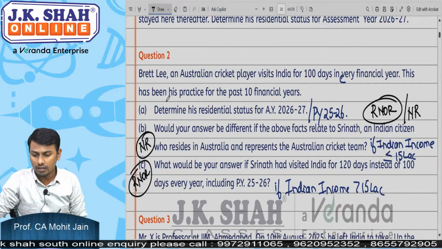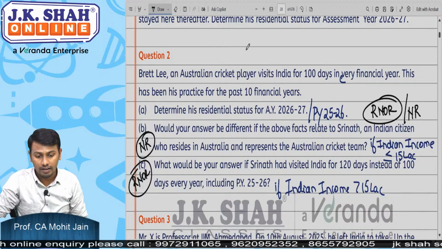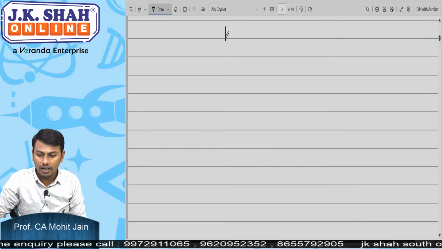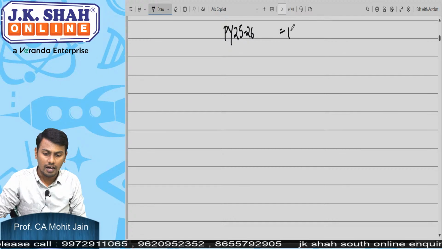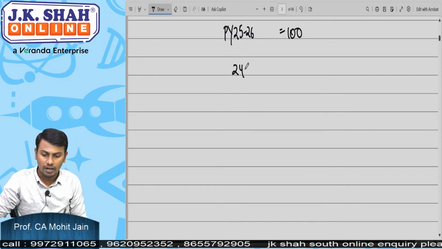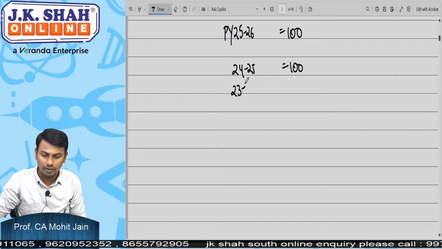Now, what is the question saying? Who is involved in the question? Brett Lee, an Australian cricket player. Now, how many days is he visiting India? 100 days. 24-25 also, 100. 23-24 also, 100.